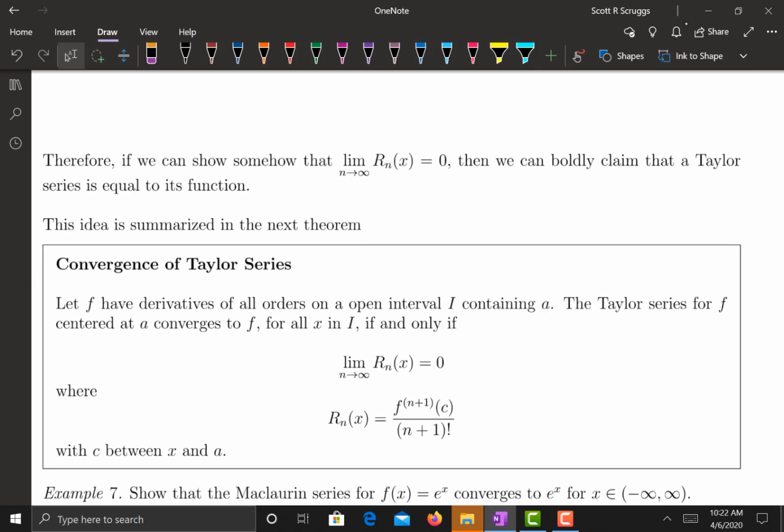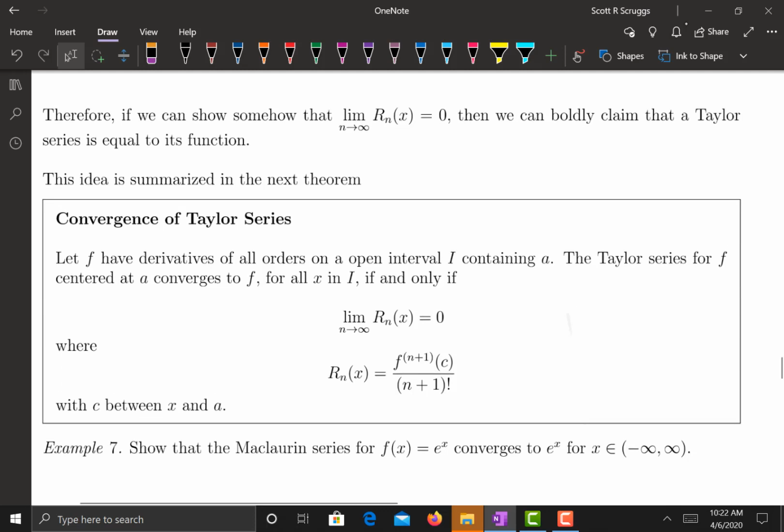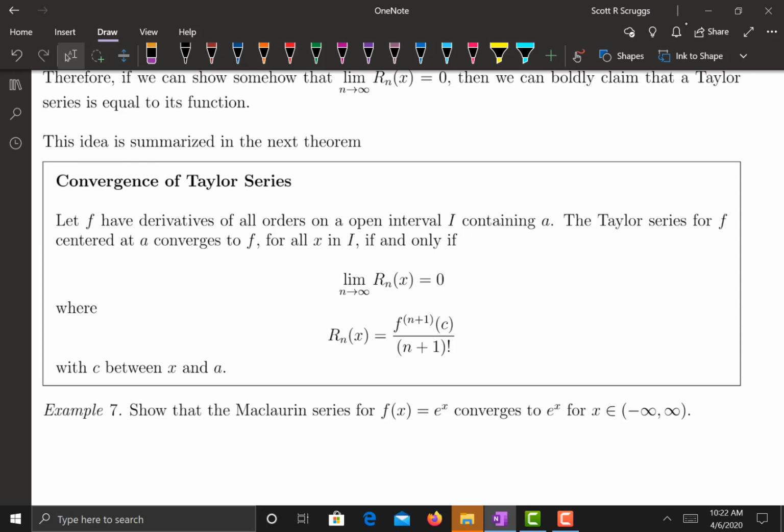And that is what's summarized in that theorem. It is saying that for a function to be equal to its Taylor series, I must have the limit as n goes to infinity of its remainder equal 0. And recall that Taylor's theorem gives us this expression for the remainder, where c is some value in between the center and x. So now we have our condition to figure out when a Taylor series is equal to the function.